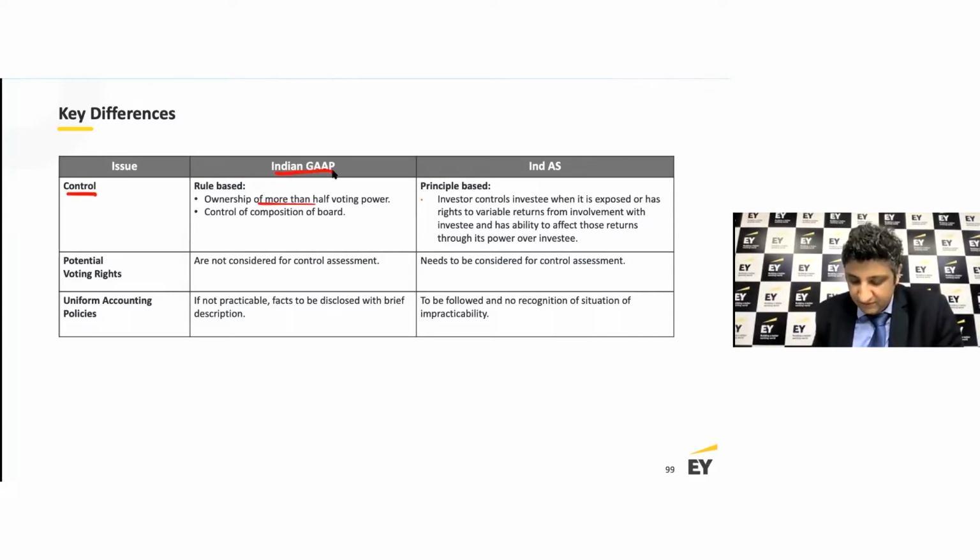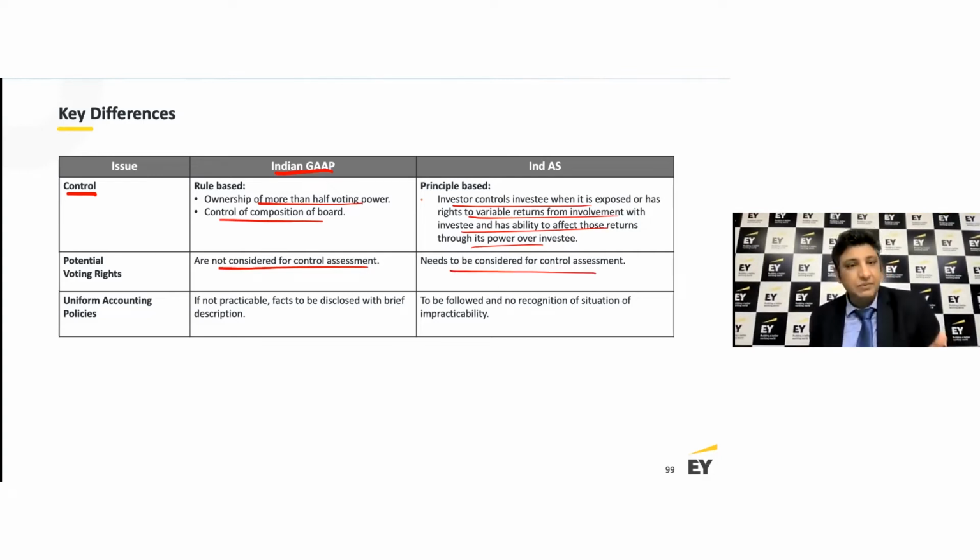In the AS framework, we assume that if it is more than half of the voting power or the control of the composition of board, automatically consolidation has to happen. But then here the control is a defined term. So you don't have to have a majority shareholding to be able to establish the control. And that's what is the key differentiator between AS 21 and Ind AS 110, right? Likewise, the potential voting rights are not considered for control assessment, but in real life, potential voting rights have a significance to determine whether an entity is having the control or not.